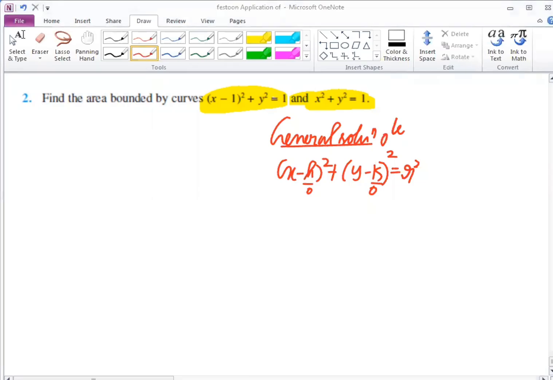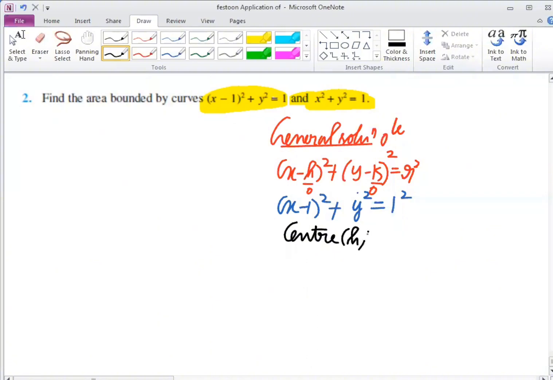Why have I written this? Let us consider the first equation he has given. That is (x minus 1) whole square plus y square is equal to 1 square. That means I can decide that the center is 1, 0. The center is (h, k), that means 1, 0. The radius we will come to know here only. The radius is 1 because r is the radius.